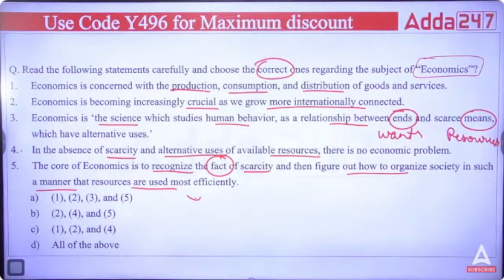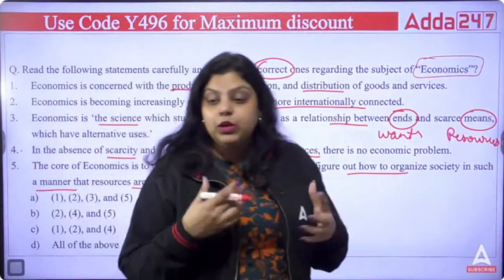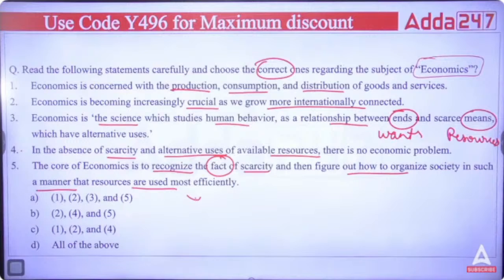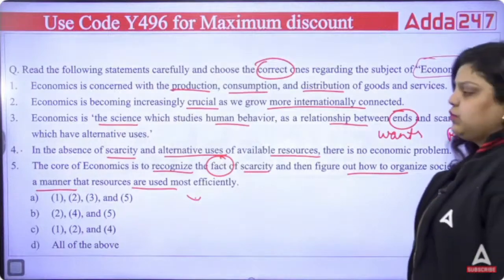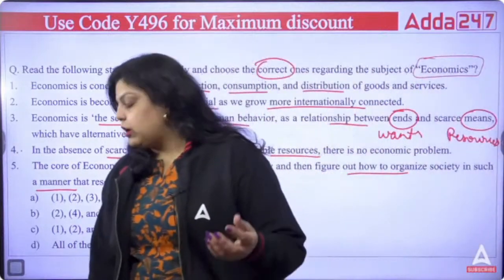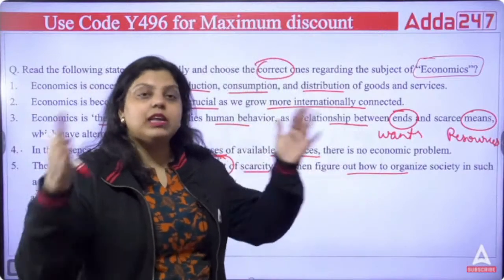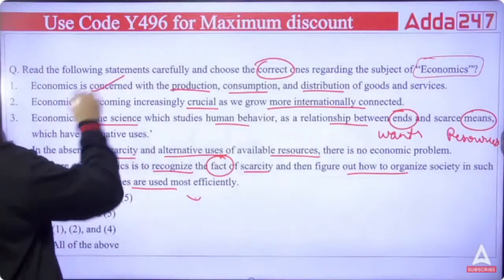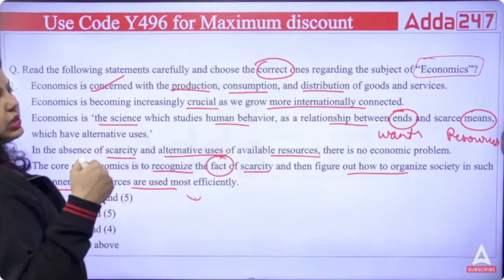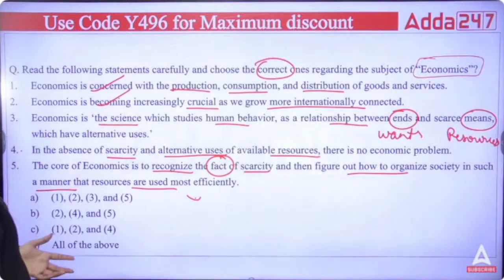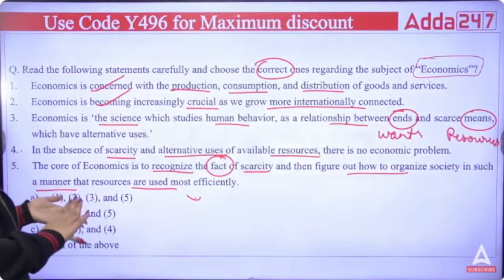So these are the 5 statements in front of you. Out of these 5 statements, you have to find out which statement is correct. The first is talking about economics being all about the production, consumption, distribution of goods and services, and this is true. In economics, the study of production, distribution, consumption of goods and services is done. Economics is increasingly crucial now because we are growing internationally. This is also true. Economics is the science which studies human behavior, the relationship between ends and means.